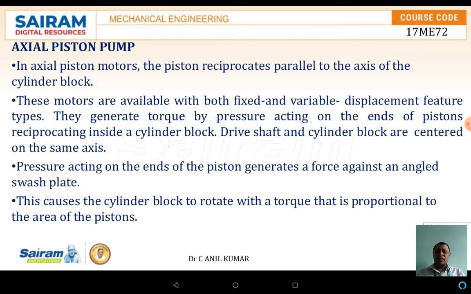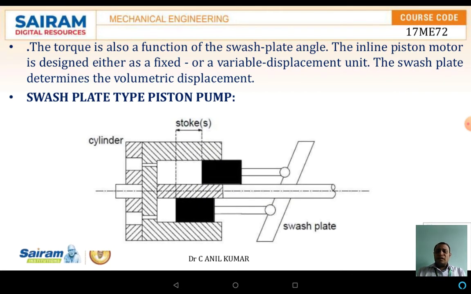The pressure acting on one end of the piston generates a force against an angled swash plate. This causes the cylindrical block to rotate with a torque that is proportional to the area of the pistons. The torque is also a function of the swash plate angle. The inline piston motor is designed for either fixed as well as variable displacement units. The swash plate angle determines the volumetric displacement.